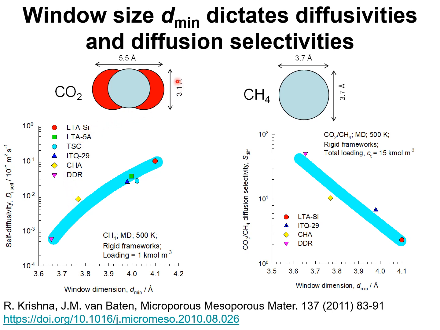So the molecular dimensions with respect to the window dimensions are of crucial importance in determining the molecular diffusivity across the windows and the CO2/methane diffusion selectivity.